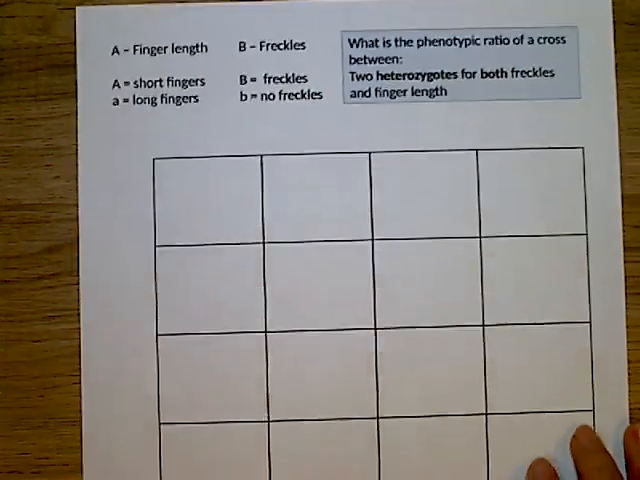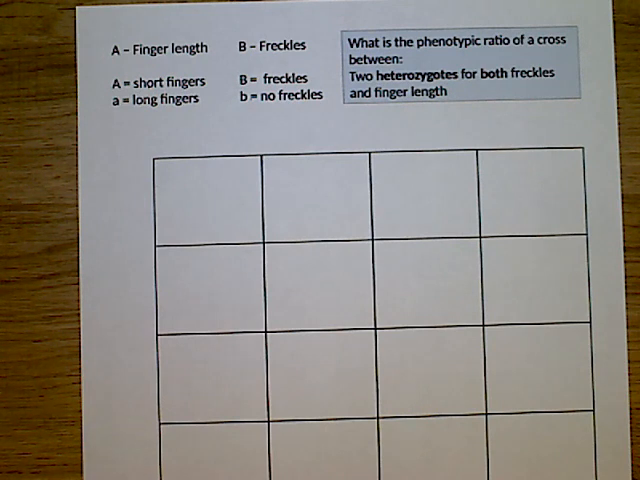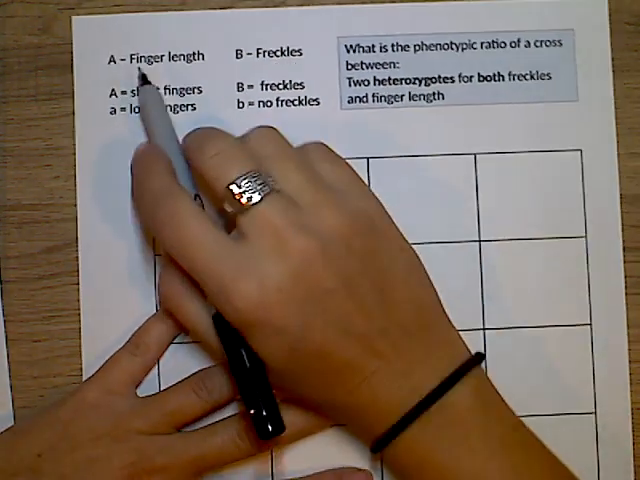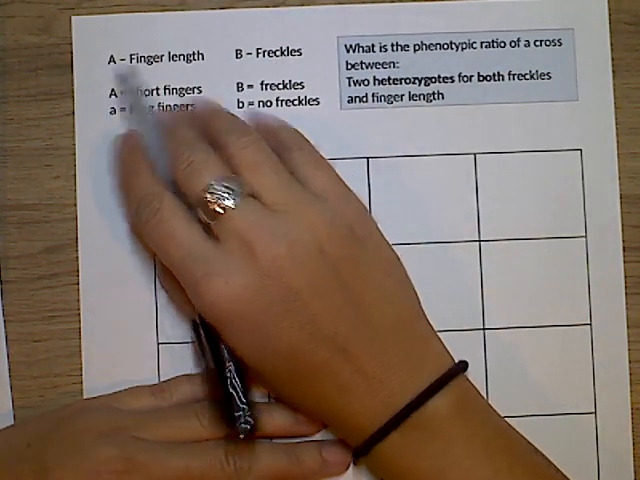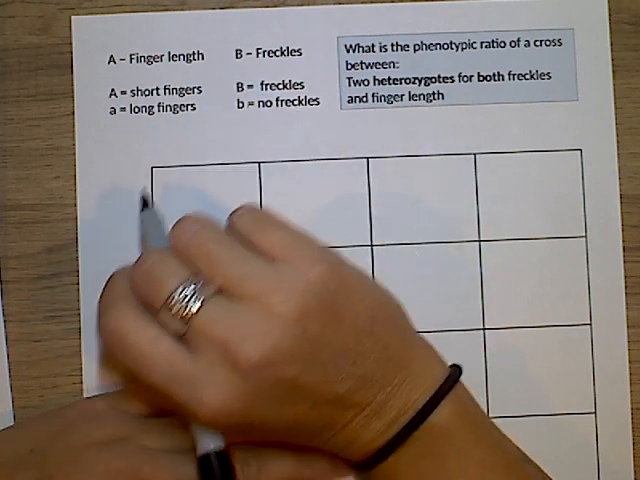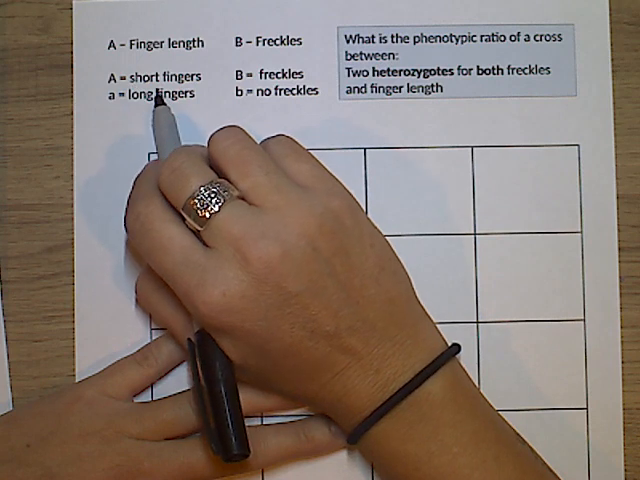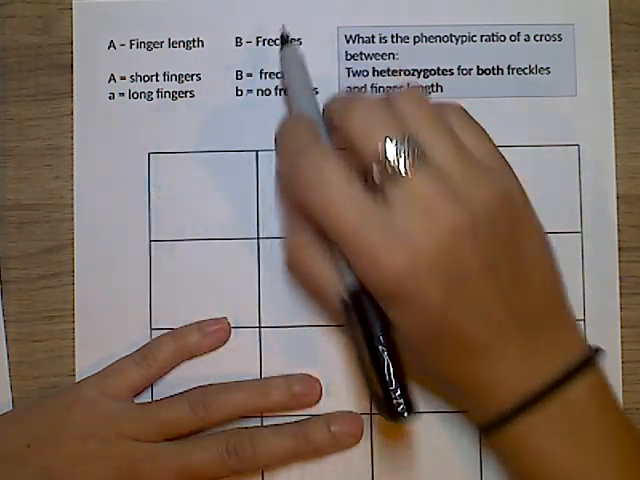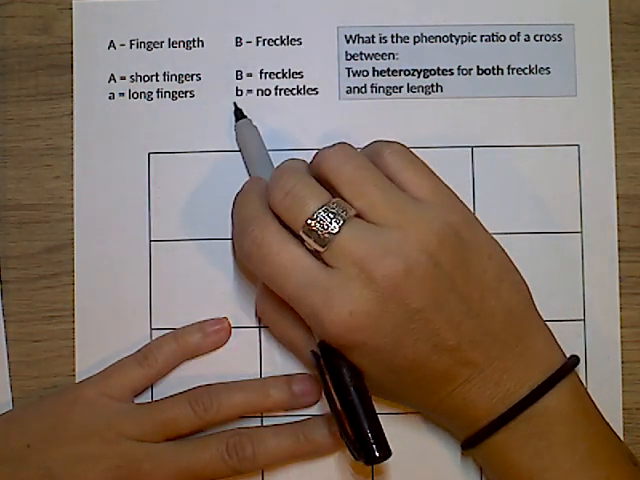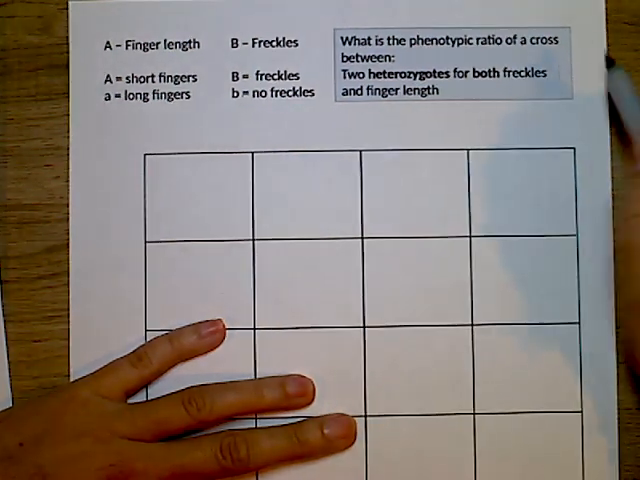So let's do our dihybrid cross here. And this one we're going to have 16 squares. It's a 4x4. So remember, finger length is represented with the letter A. Freckle gene is represented with the letter B. Big A, short fingers, is dominant to little a, long fingers. And big B, freckles, is dominant to little b, no freckles.